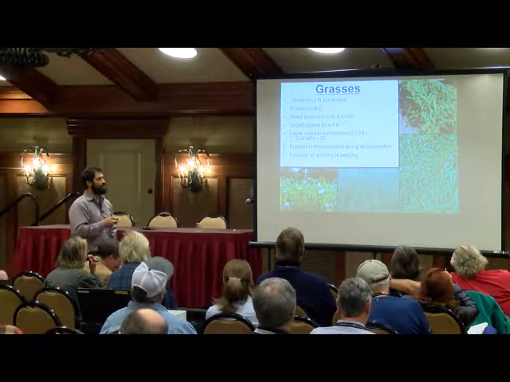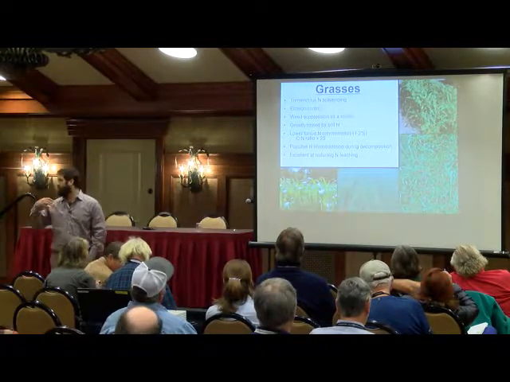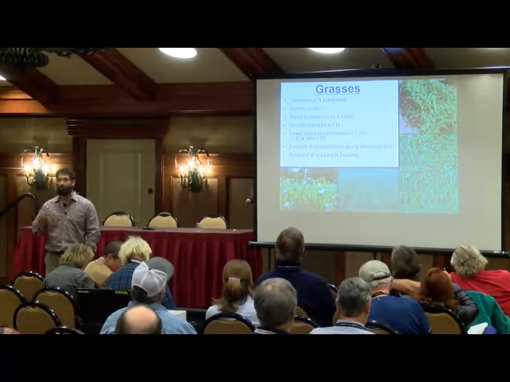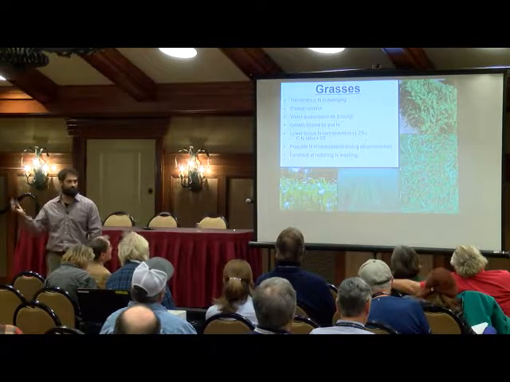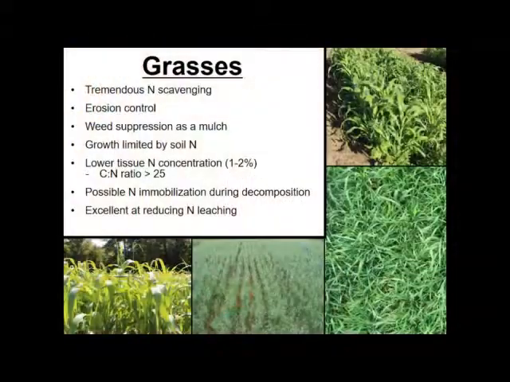Grasses are tremendous nitrogen scavengers. They can grow under a wide range of conditions. Legumes are more vulnerable to winter, whereas grasses are more ubiquitous in where they can grow. They're very hardy. They have aggressive root systems, as I said. They're good at suppressing weeds. But depending on the management, they could have a low or high carbon to nitrogen ratio. And that is really important.